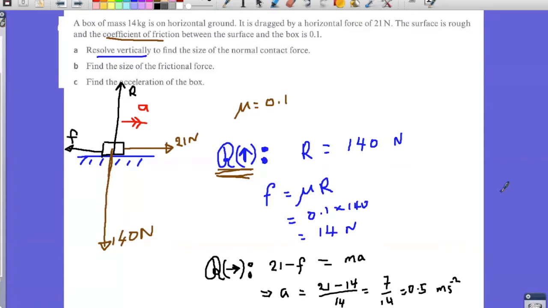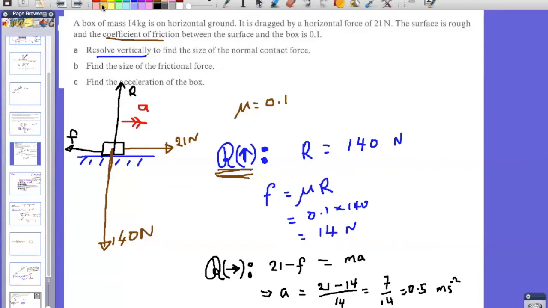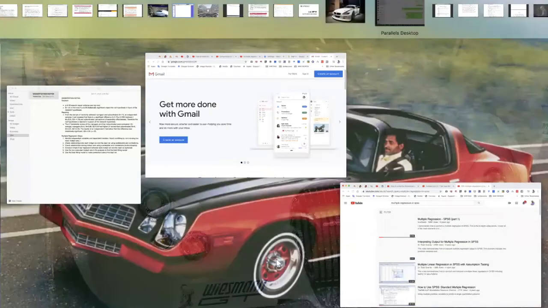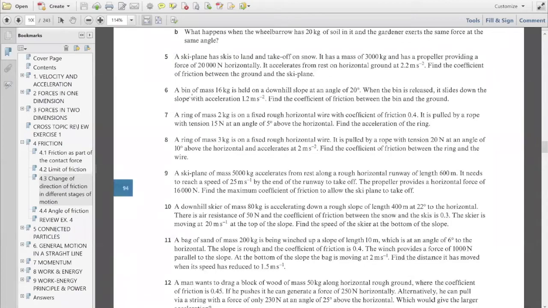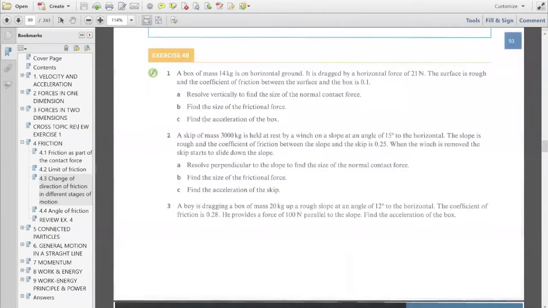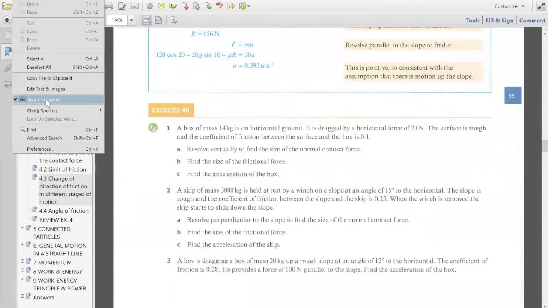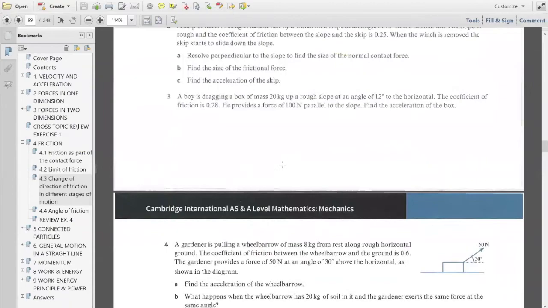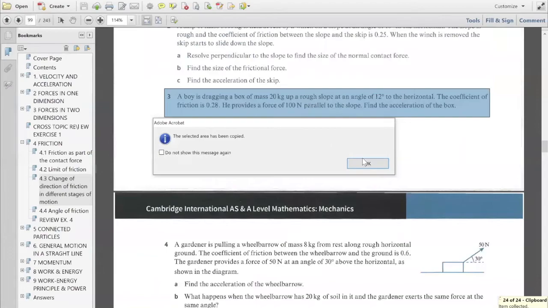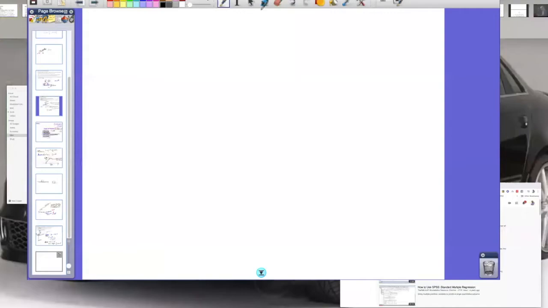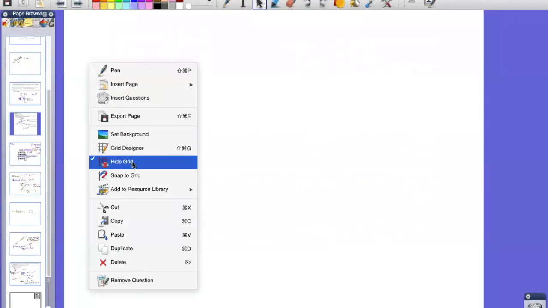So this example just gives us, in simple terms, what to do when we have problems to solve involving acceleration. I will go back to exercise 4B. That question I just solved was question 1. I'll look at question 3. I'll solve the odd numbered questions. And then you will solve the even numbered questions.